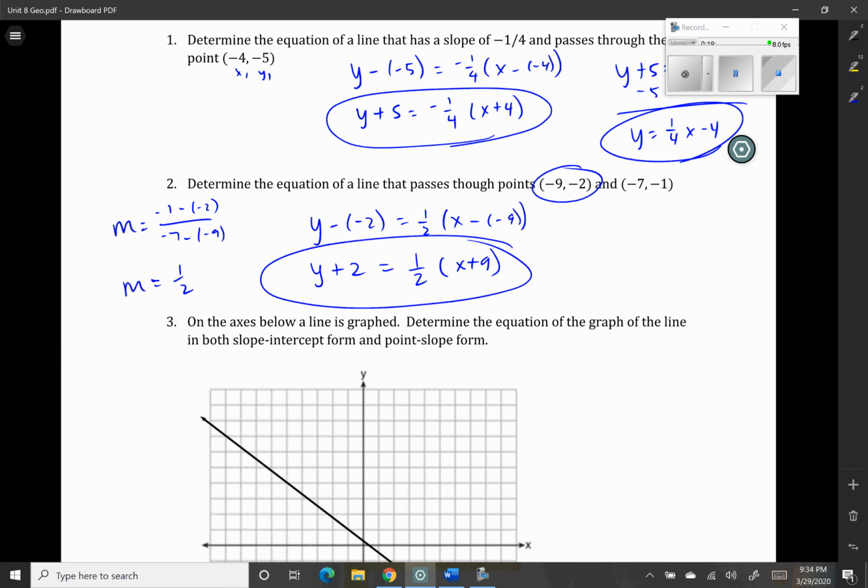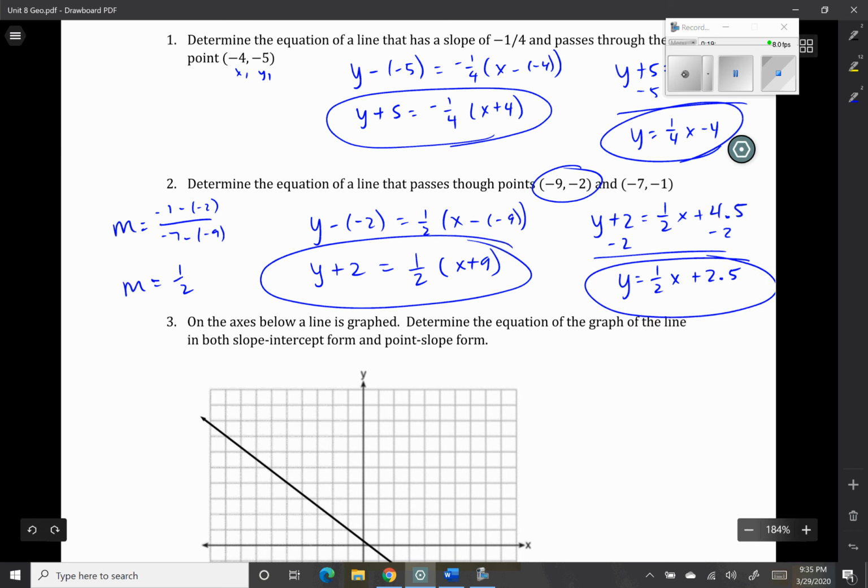If you went one step further, you would get y plus 2 is equal to 1/2 x plus 4.5. I like fractions, but a lot of you like decimals, so I'll use a decimal there. Subtract 2, and we get y is equal to 1/2 of x plus 2.5. Either way, no matter which point you used, you'd wind up getting that same equation.